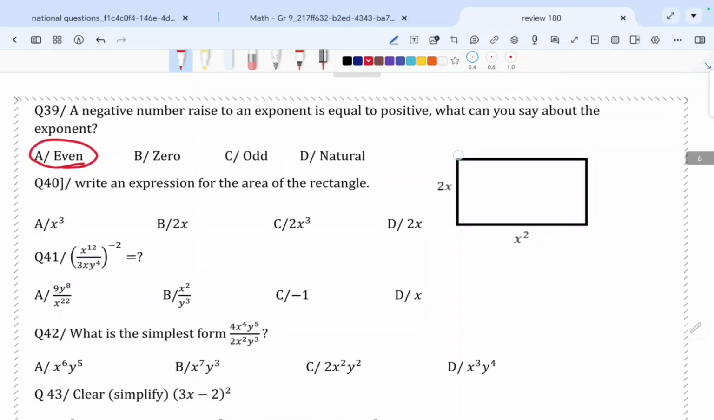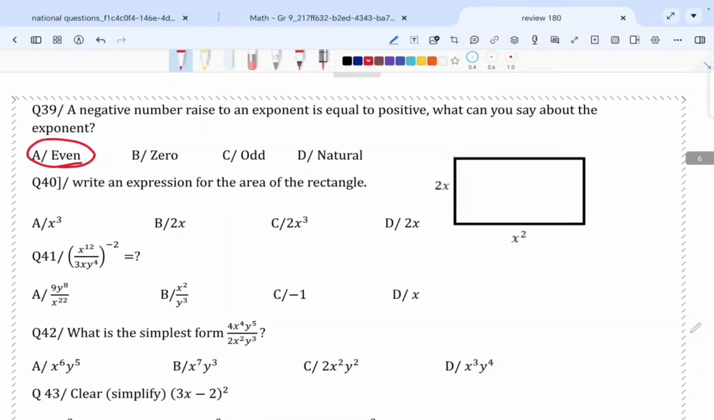Now we have to write an expression for the area of a rectangle. What's the area of a rectangle? Area of a rectangle is L times W. So it equals 2x times x power 2. You have the same base, so add the powers, it will be 2x power 3.